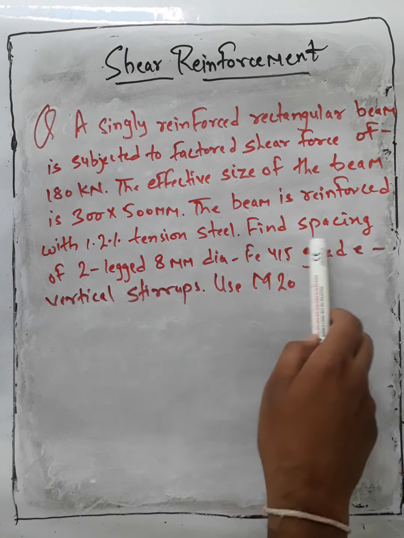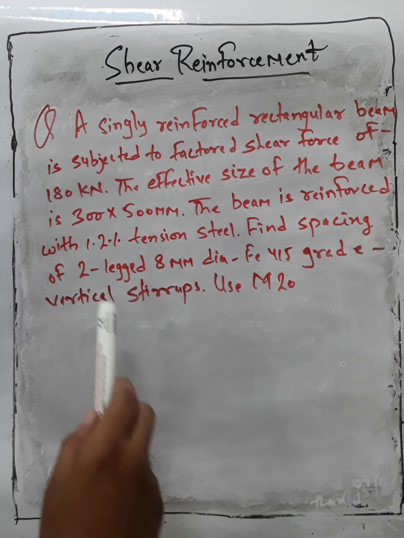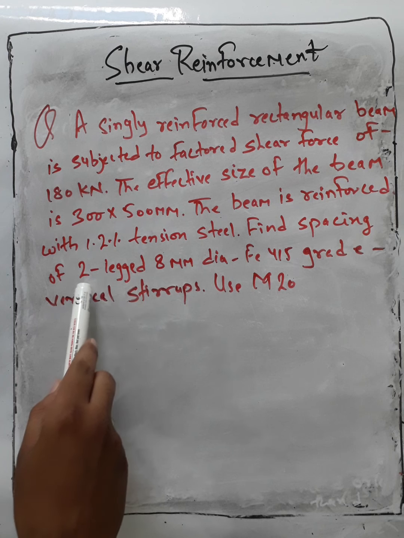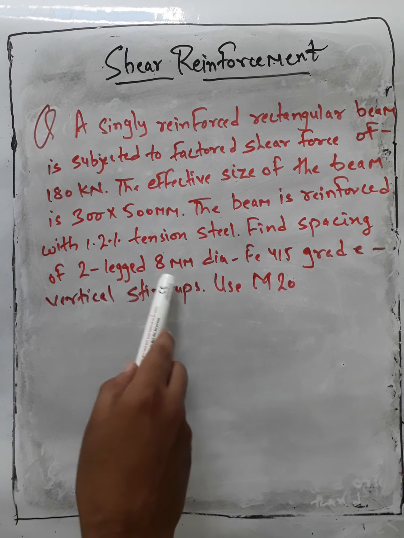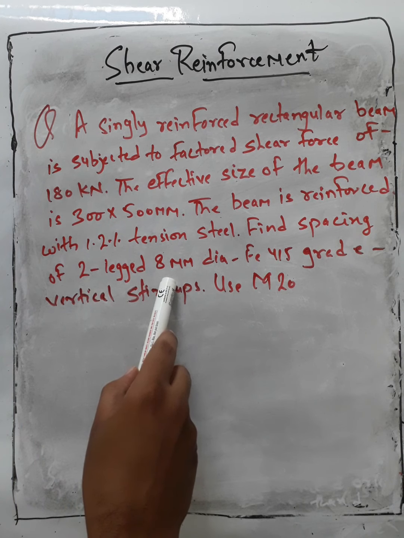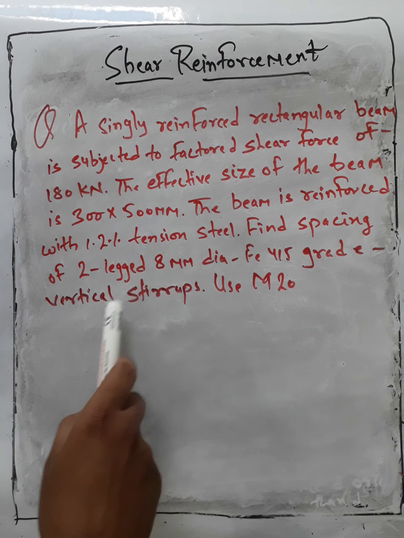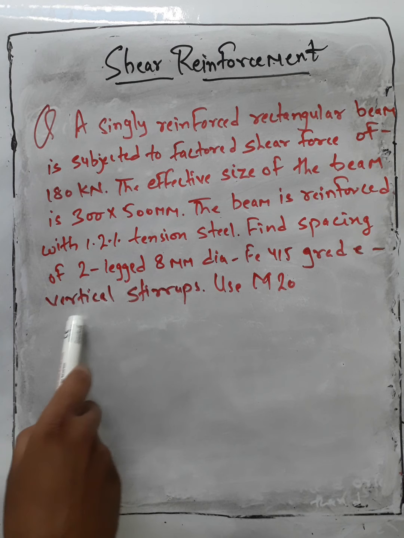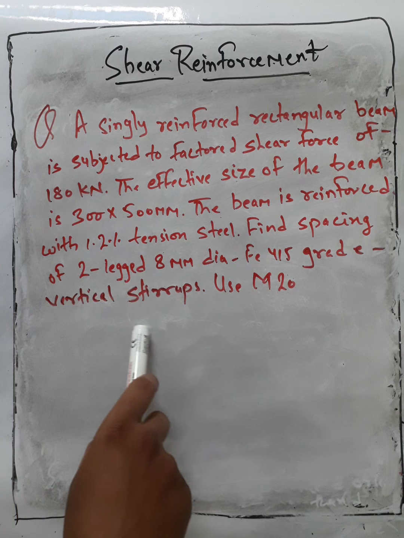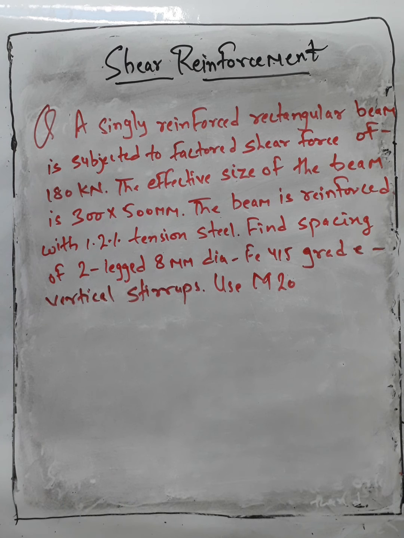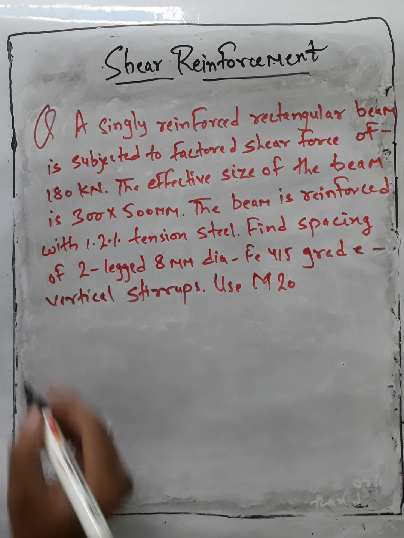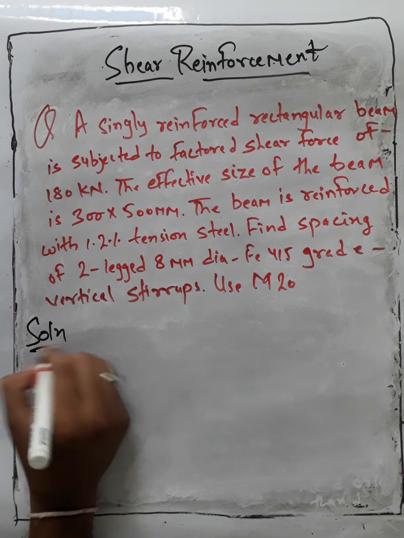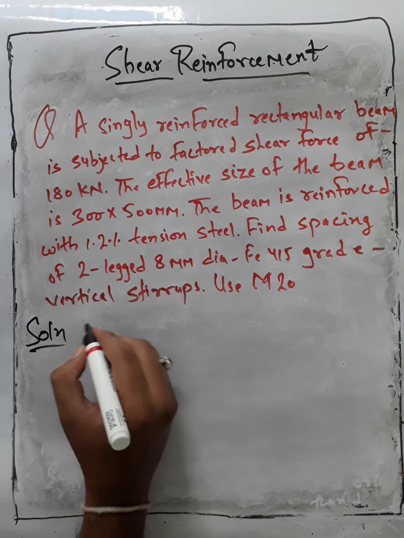Here we have to find the spacing, because we have to provide two-legged 8 mm dia stirrups in our beam, and these stirrups are provided in the vertical form. So let's solve this problem and find the spacing. First we write the given values.